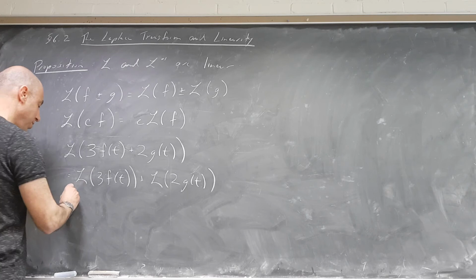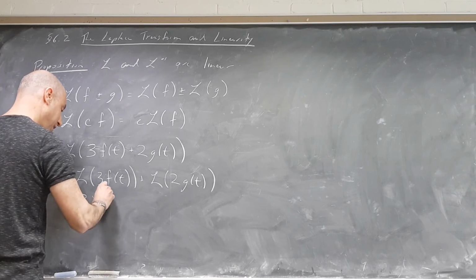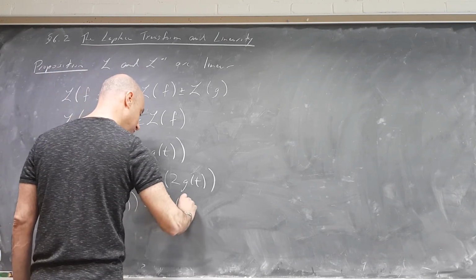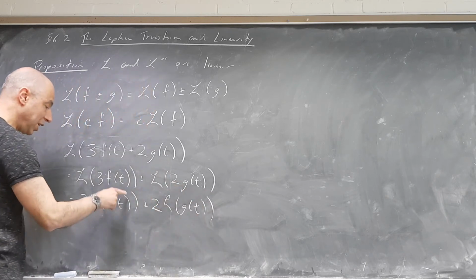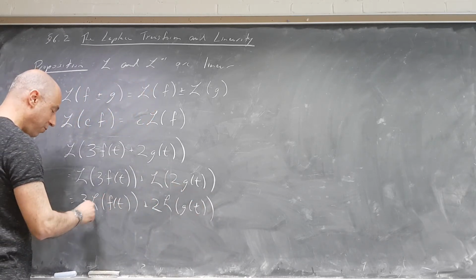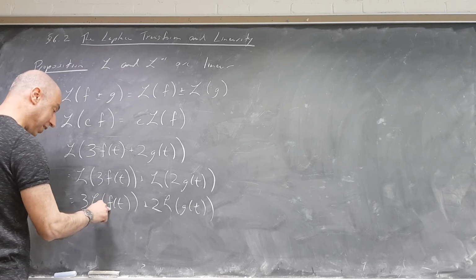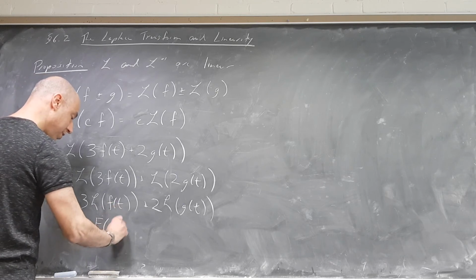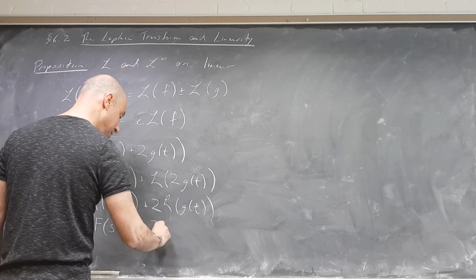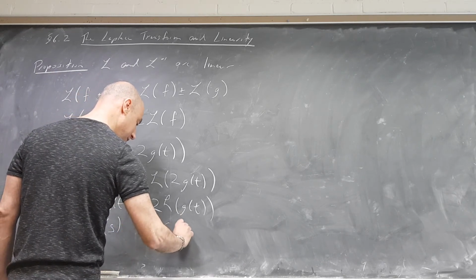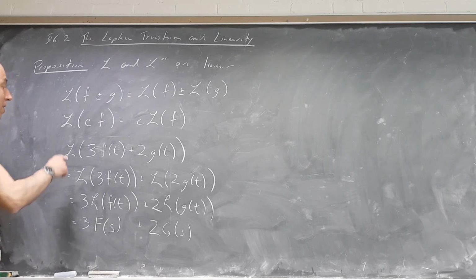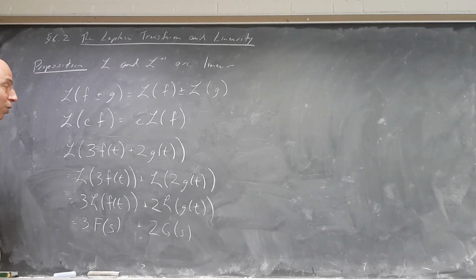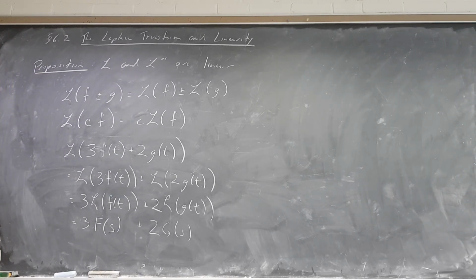And then I could pull these constants through. This would be 3 times the Laplace transform of f of t plus 2 times the Laplace transform of g of t. And we know that when we write the Laplace transform, we tend to write it as the capital letter of whatever function this was. So this will be 3 times capital F, where the variable is now s, plus 2 times capital G of s. So the Laplace transform is linear, and same with the inverse Laplace transform. They can both be broken up over plus and minus, and you can pull constants through both of them.